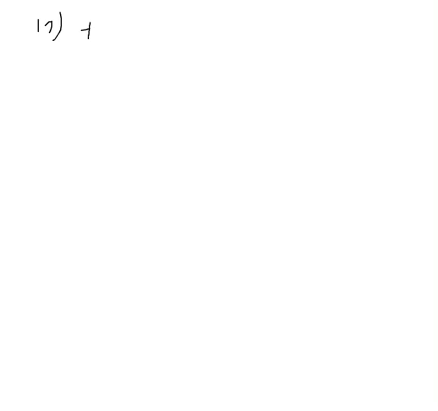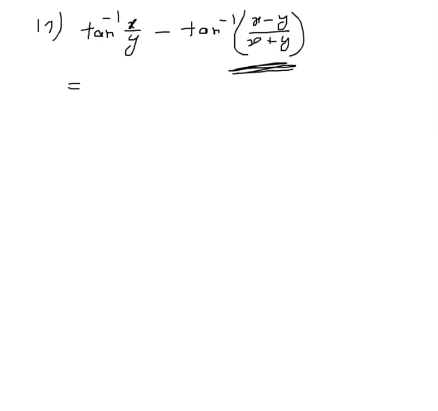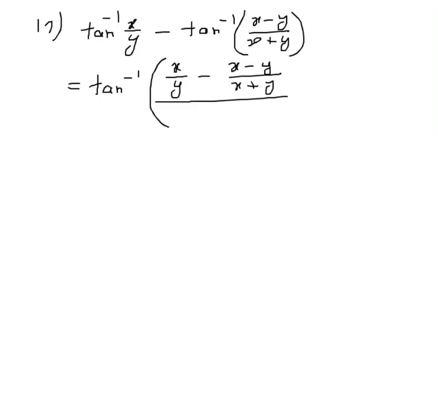Question 17. Tan inverse of x by y minus tan inverse of x minus y by x plus y. This is tan inverse. We can use the tan inverse of x minus tan inverse of y formula, or you may write this in the form x minus y by 1 plus xy and use the formula. I am going to use the tan inverse of x minus tan inverse of y formula. It becomes tan inverse of x by y minus x minus y by x plus y divided by 1 plus x divided by y into x minus y divided by x plus y.